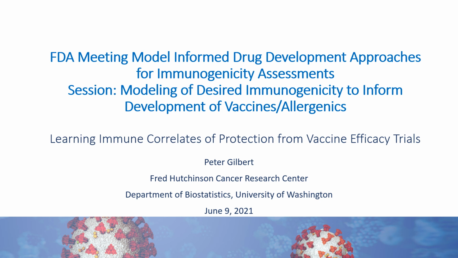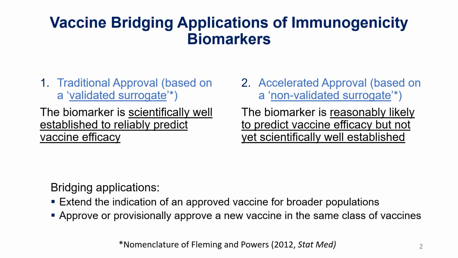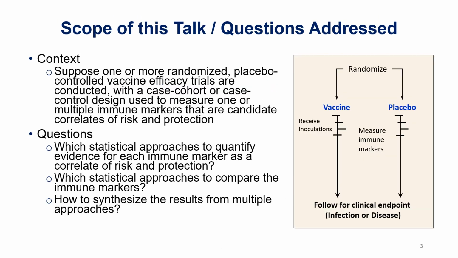I'll be talking about statistical approaches for learning about immune biomarker correlates of protection from randomized vaccine efficacy trials. I have in view two major goals of an immune biomarker, which are traditional or provisional approval of a vaccine. And so I'll be talking about statistical approaches to build the evidence base for these types of decisions.